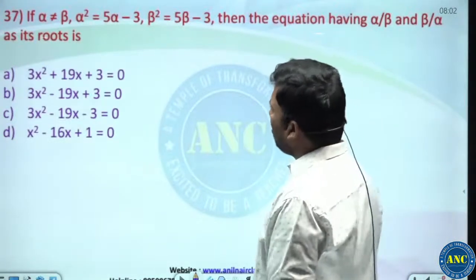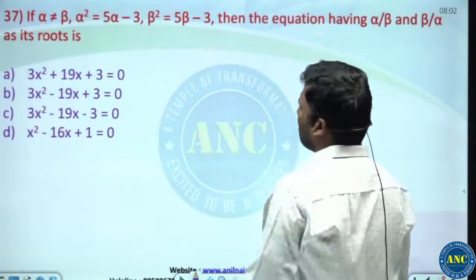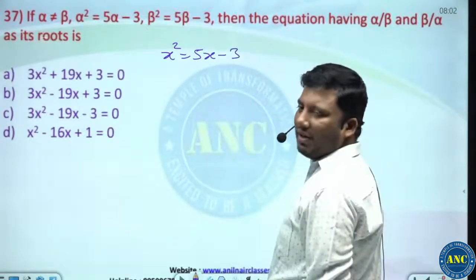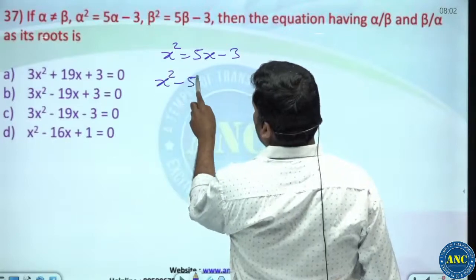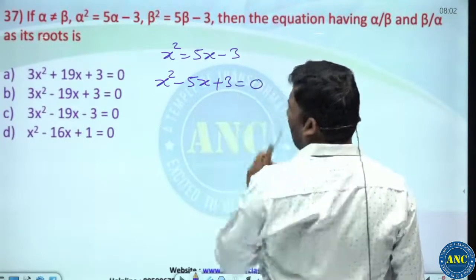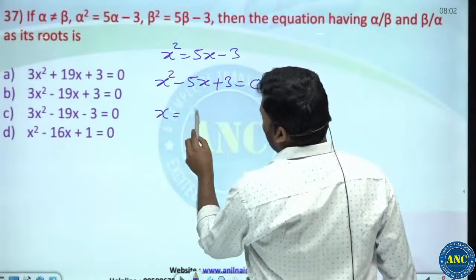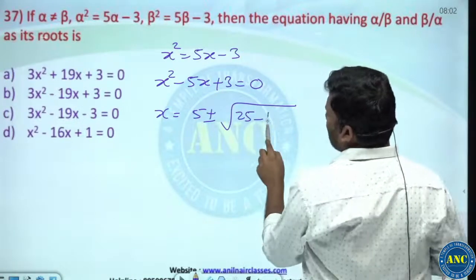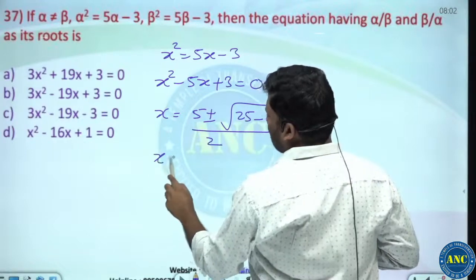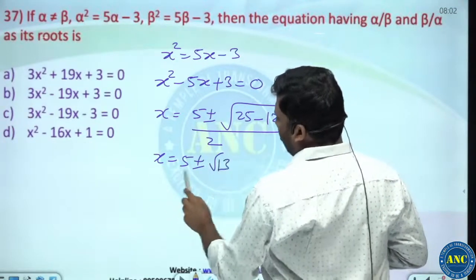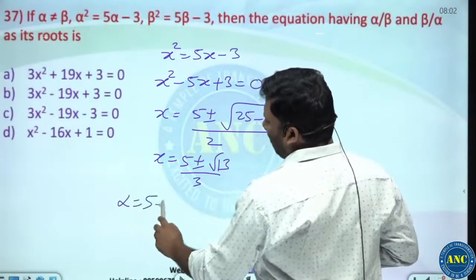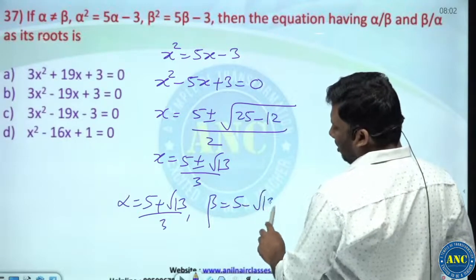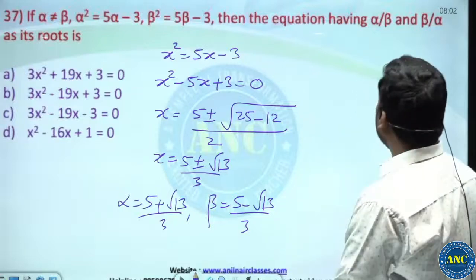If alpha not equivalent to beta, alpha square equivalent to 5 alpha minus 3. If alpha is a root, then the equation will be x square equivalent to 5x minus 3. So this will be x square minus 5x plus 3 equivalent to 0. So x value will become minus b plus or minus root of b square minus 4ac divided by 2a. So x is given by 5 plus or minus root 13 by 3. That means alpha will become 5 plus root 13 by 3, and beta will become 5 minus root 13 by 3.